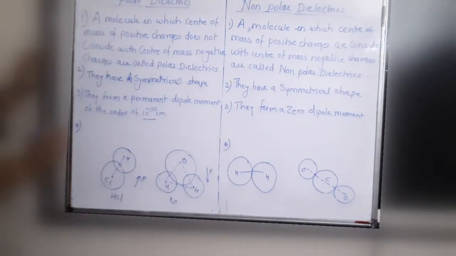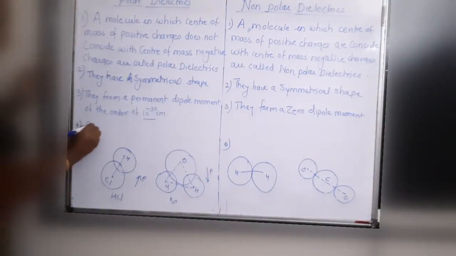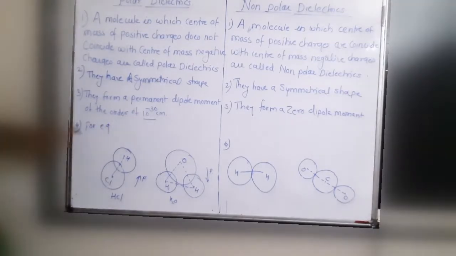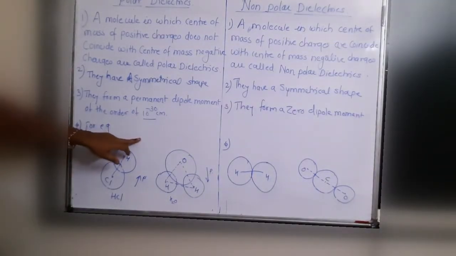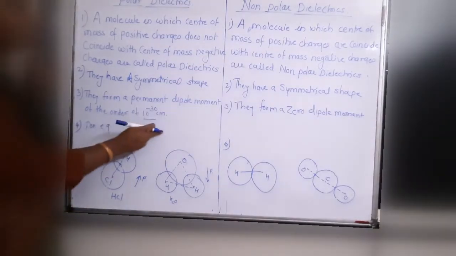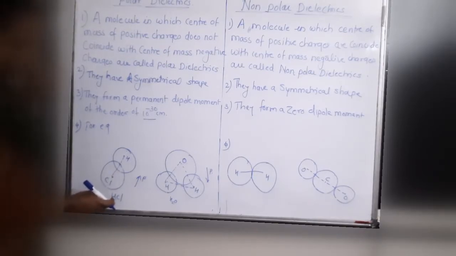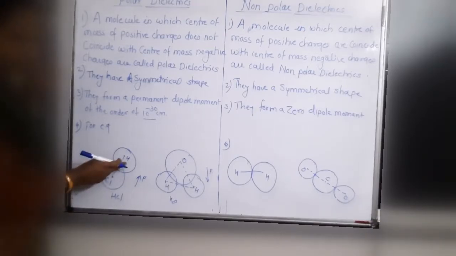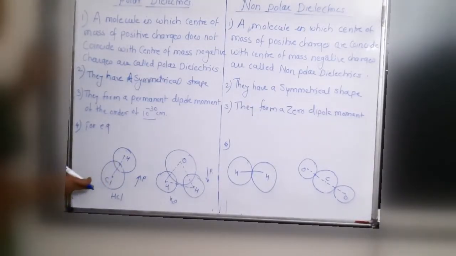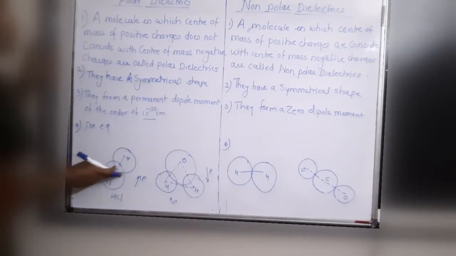For example, HCl, H2O, alcohol and NH3 are polar dielectrics. Here we consider the diagram for polar dielectrics. The first one is the diagram of HCl. The center of mass of the positive charge and the center of mass of the negative charge do not coincide. So HCl is a polar dielectric.